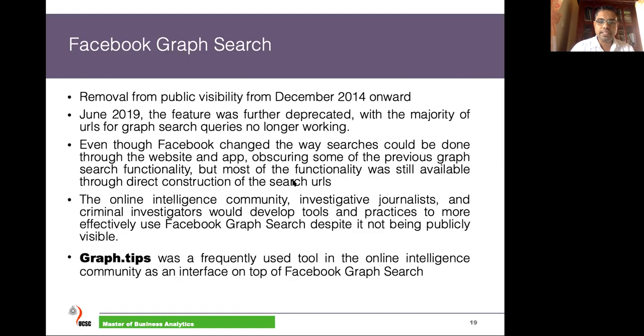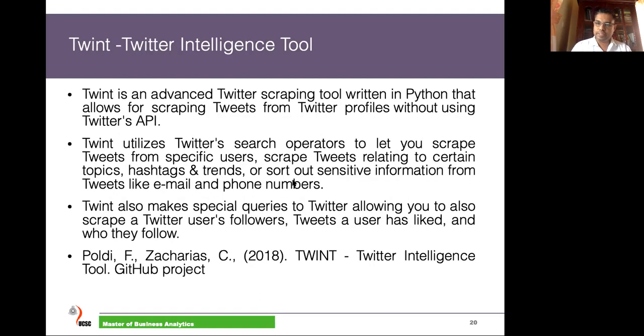If you are interested, you can visit the graph.tips website to learn about it, but I think you may not understand what they explain there because you don't have a foundation in information security. Don't worry, after I give the foundation and introduce the search engines, I will introduce in a separate lecture how to use advanced search on Facebook. It is still possible. Similar to Twitter, Twitter also restricted their APIs.